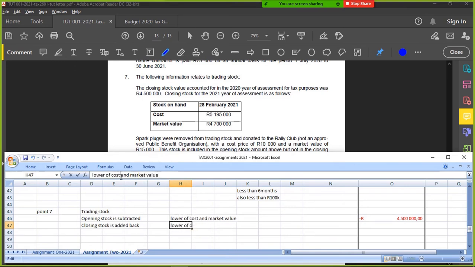Lower of costs. Cost is 5,195,000, and market value is 470,000. So obviously the lower of the two is the 470,000. Do you agree? Yes.